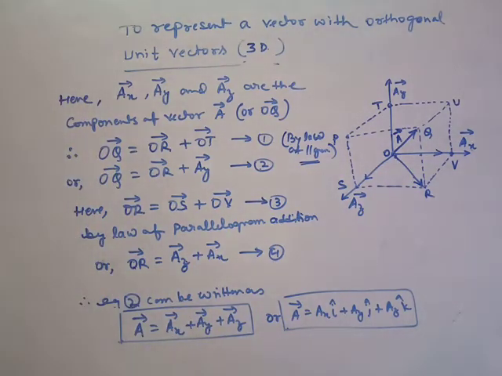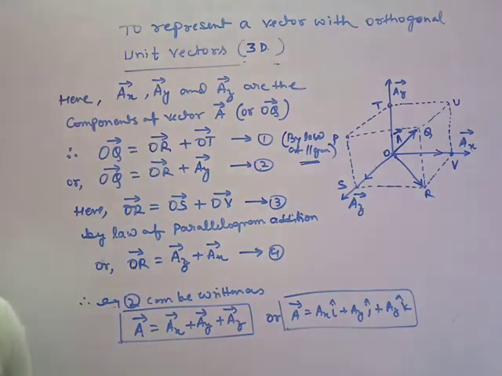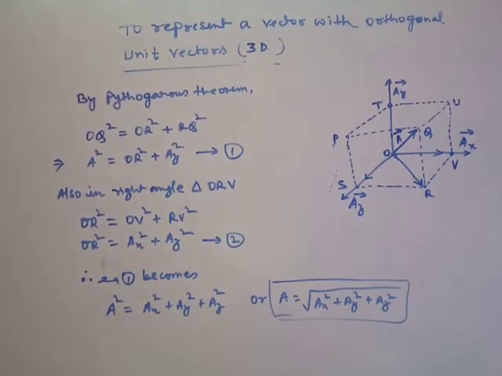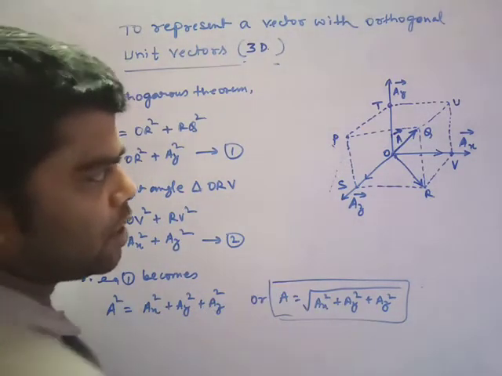Is it clear? Now let me see how we represent a magnitude. How is the magnitude written here? To write this magnitude, we'll use the Pythagoras theorem. So you can see, now we are going to look at Pythagoras.